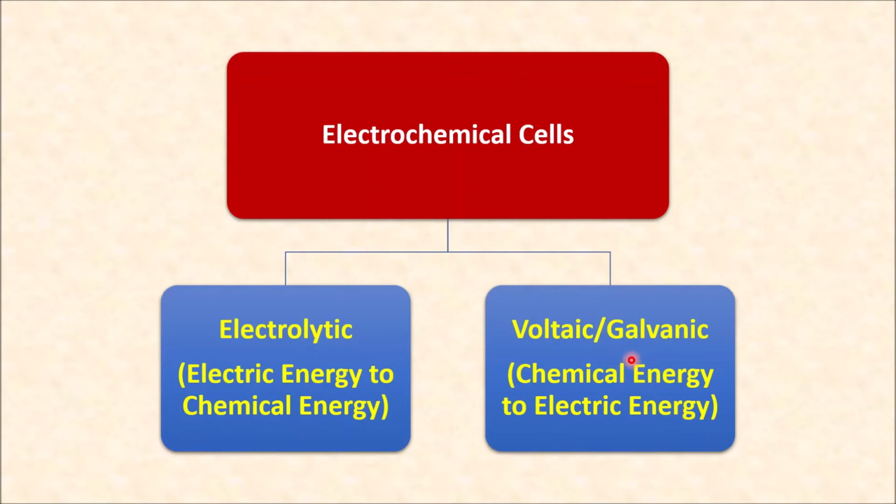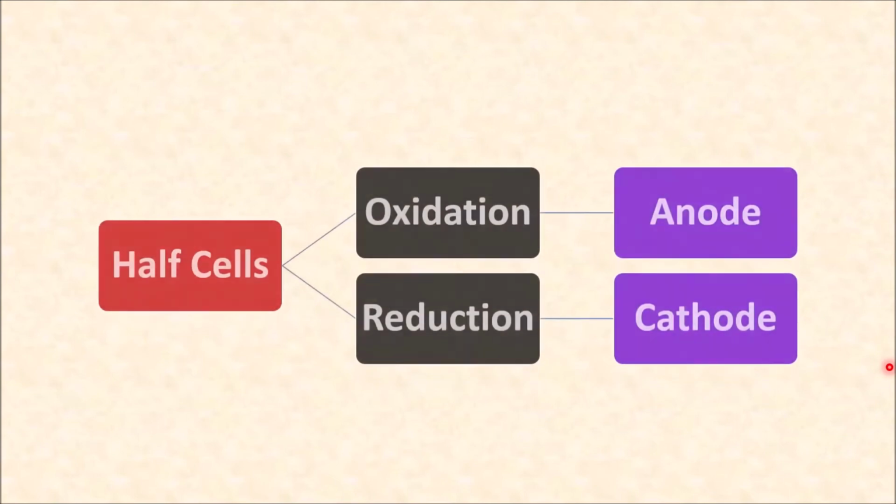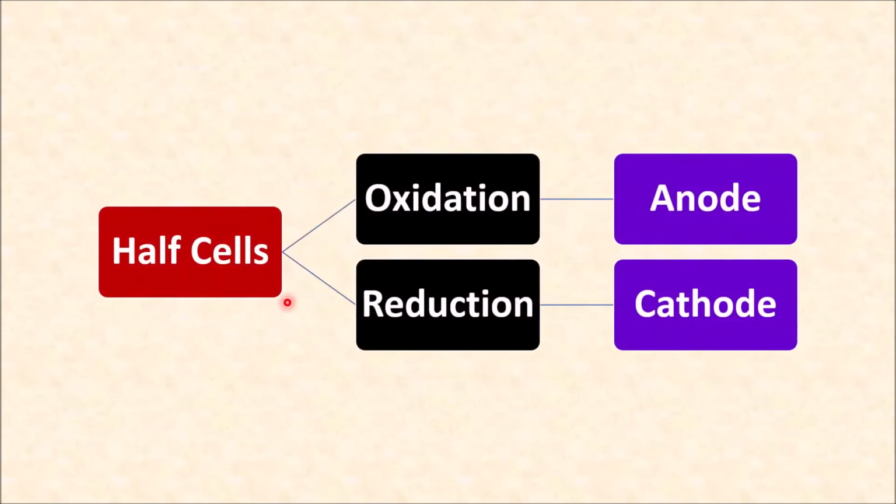Now let us try to understand the basic components of an electrochemical cell, whichever cell it is. Whether it is an electrolytic cell or a galvanic cell, there are two compartments or two parts of an electrochemical cell, each called a half cell. We had already seen that in any electrochemical cell, the reactions that take place are oxidation and reduction. Oxidation takes place at an electrode called the anode. Always remember that oxidation takes place at the anode and reduction takes place at the cathode.